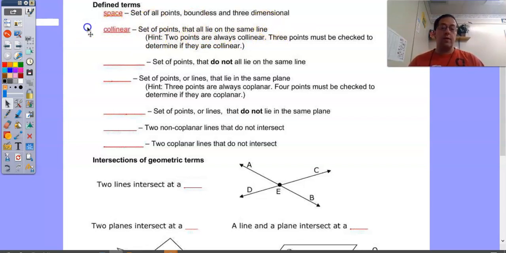Okay, what about the set of points that are all on the same line? All the points on the same line, we call that collinear. Co means together, linear means line, so these are points that are together on the line. And just a little point, if you have 2 points, they are always collinear. It doesn't matter where those 2 points are, right?